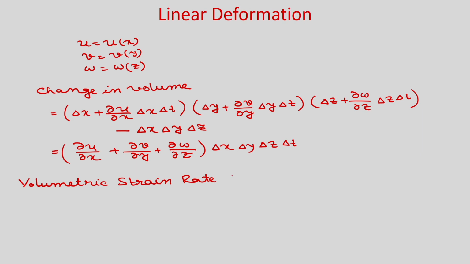Now, the volumetric strain rate is the change in volume divided by the original volume per unit time. So, it will be del u by del x plus del v by del y plus del w by del z, which is nothing but the divergence of v, where v is the velocity vector. For an incompressible fluid flow, the volumetric strain rate will be 0 and the divergence of v will be 0.